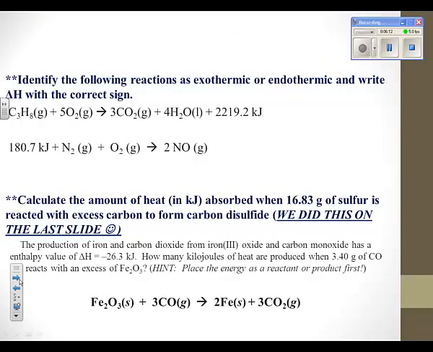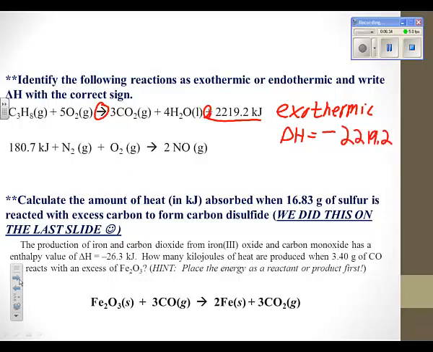So then we get to here. Identify these as exothermic or endothermic, with the delta H with the correct sign. You have your arrow here. You have your kilojoules here, so it's a product. So this is exothermic. And our delta H is going to be negative. Even though it says positive right here, because it's in the products, it's going to be negative.